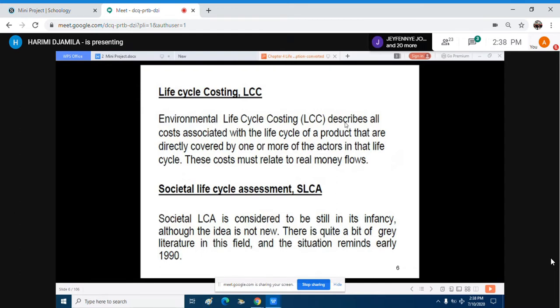It describes all costs associated with the life cycle of a product, so the price, that are directly covered by one or more of the actors in that life cycle. Thus, a cost must relate to a real money flow. So what does that mean? Life cycle cost is a technique. The purpose of it is to estimate the total cost of a product, for instance. We call it total ownership cost. It's a system that tracks and accumulates the costs and revenues attributable to a cost object from its invention to its abandonment.